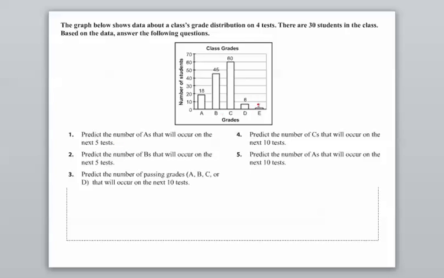Well, let's see here. How many? There's 30 students in all. A's are 18 out of 30. If we reduce that down, we get 6 out of 10. We reduce that down, we get 3 out of 5. And I'm going to stop right there. How many A's will you get on the next 5 tests? 3. How did I get that? Well, 3 out of 5 times 5 would give me 3.